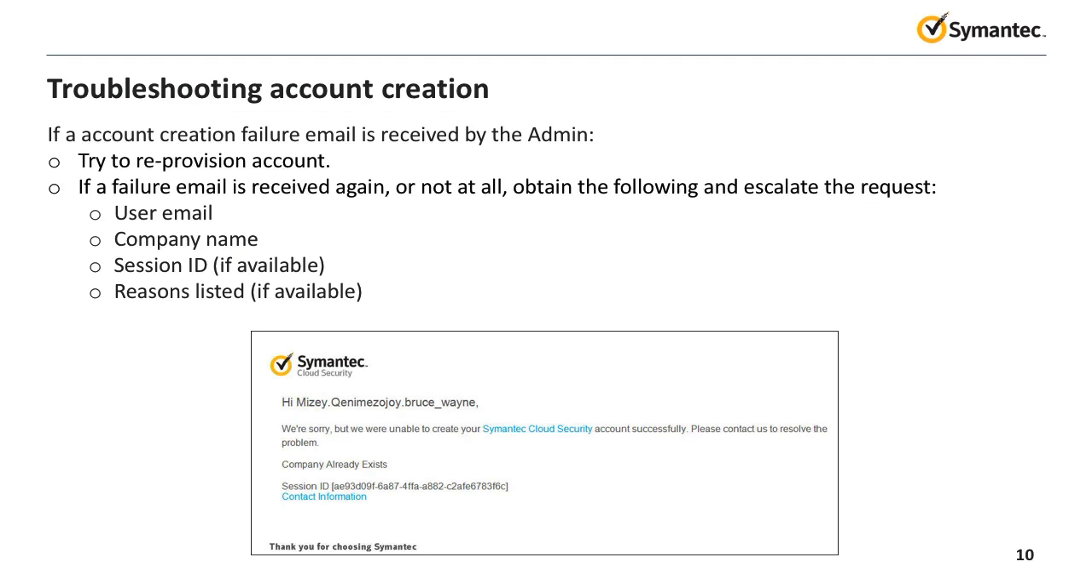If a provisioning failure email is received by the administrator, try to reprovision the account. If a failure email is received again, or not at all, obtain the customer's email, company name, session ID if available, any reasons listed if available, and escalate the request to product support.